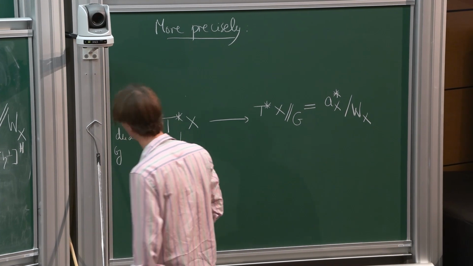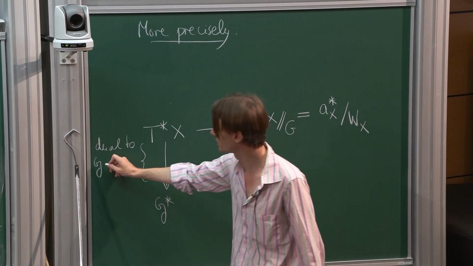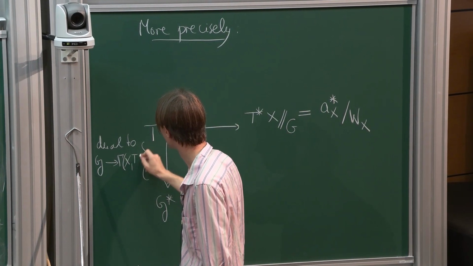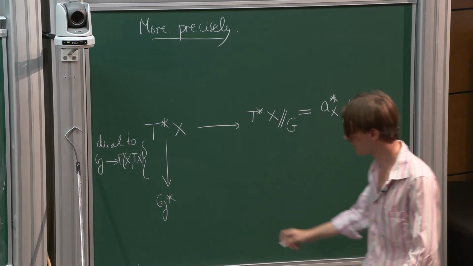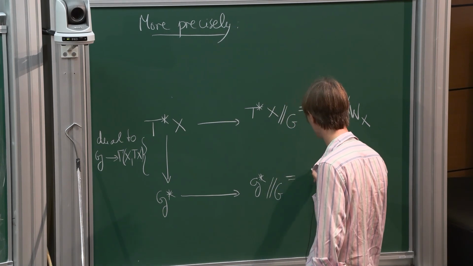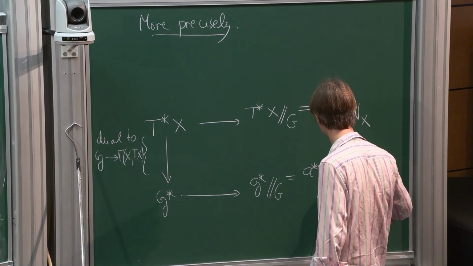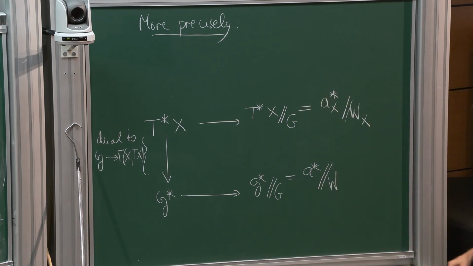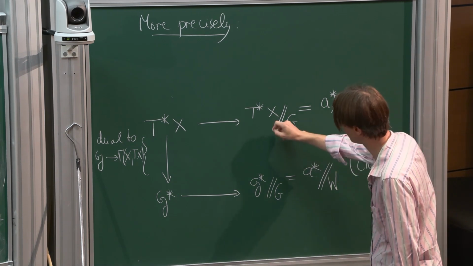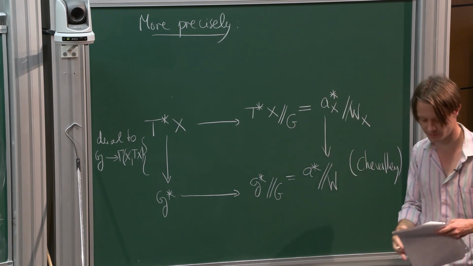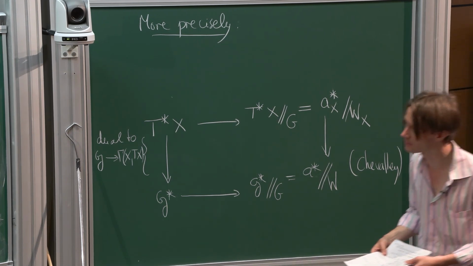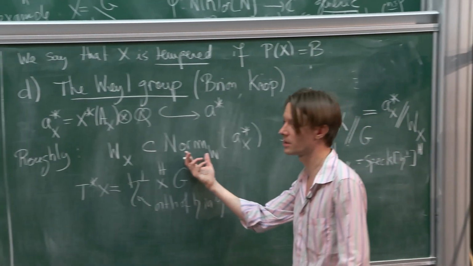the natural map you get by differentiating the action, which is from the Lie algebra of G to the space of vector fields. And then G star you can map to its GIT quotient by G, which according to Chevalley's theorem is just the GIT quotient of A star by the Weil group. This is Chevalley. And we would like to have an arrow here making the diagram commutative. So this is one first thing, but it still doesn't tell you exactly what WX is, up to conjugacy, for example, by this normalizer.